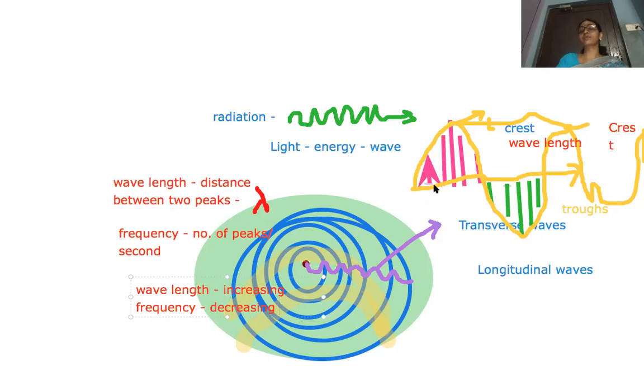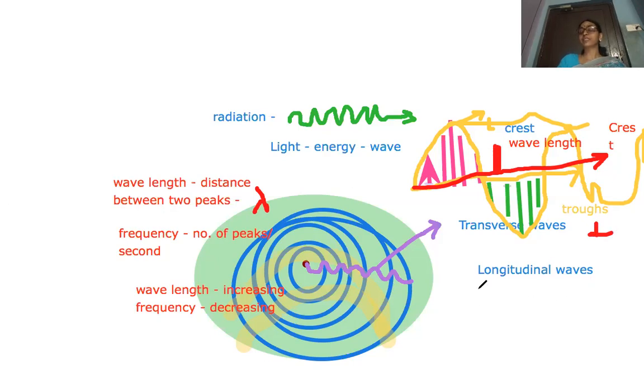In a transverse wave, the particles are vibrating perpendicular to the direction of propagation of the wave. What is the direction of propagation of the wave? I'll show it through the red line here. This is the direction of propagation of the wave. How are the particles vibrating? The particles are vibrating up and down like this, that is perpendicular to the direction of propagation. If the particles vibrate perpendicular to the direction of propagation of the wave, we call it a transverse wave.